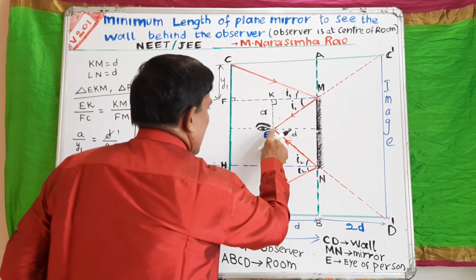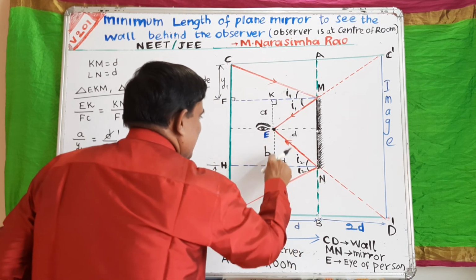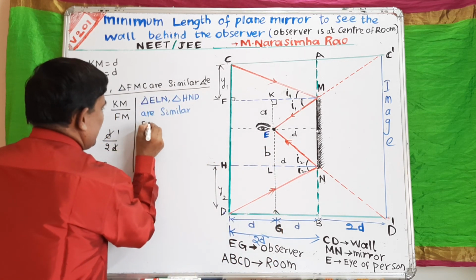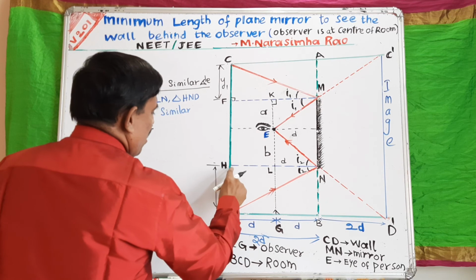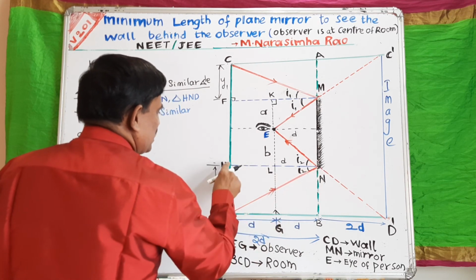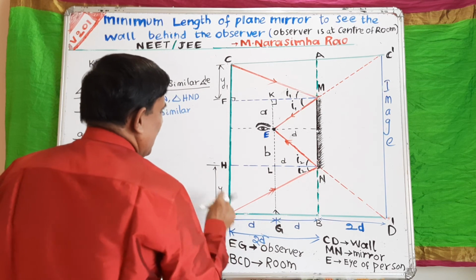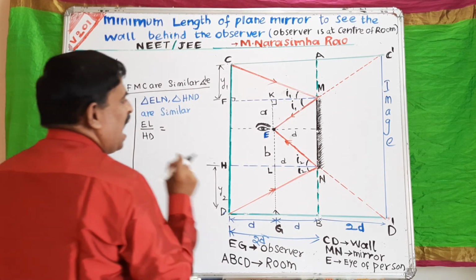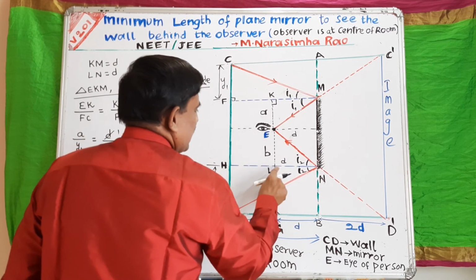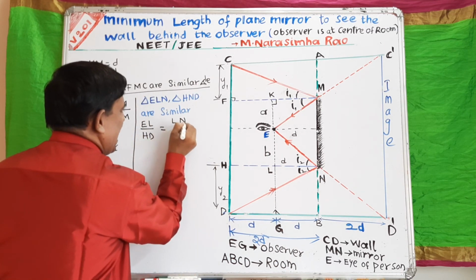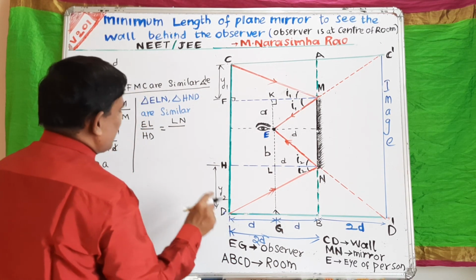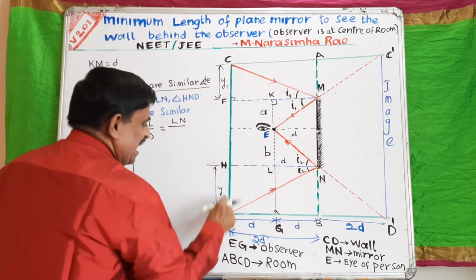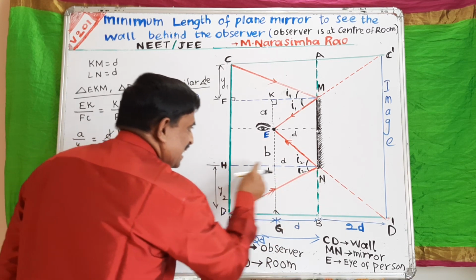In this small triangle ELN, base is EL, that is b, by, in the big triangle HND, base is HD. That is equal to height. In this smaller triangle, height is LN, by, in the bigger triangle, height is HN.